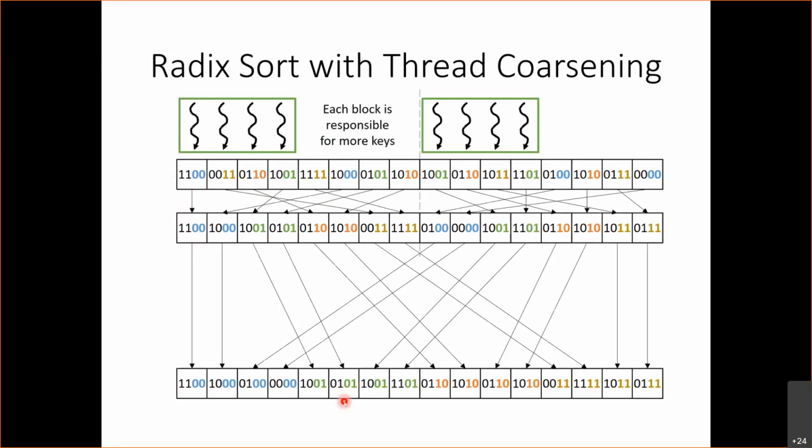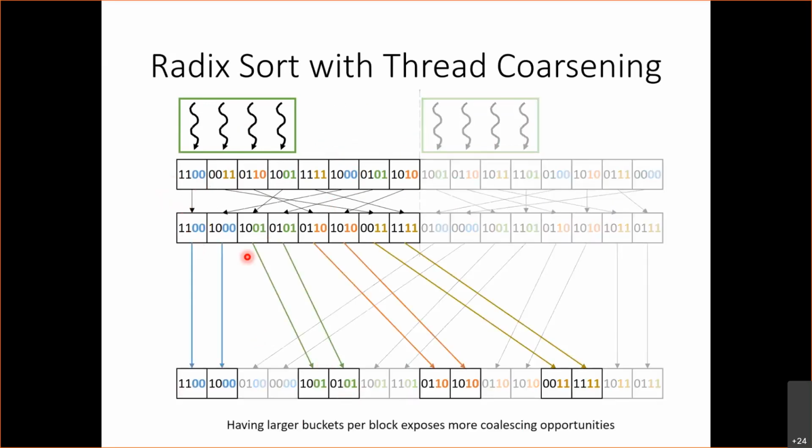And now what you can see this time is that we have better coalescing because our buckets are larger. So when we write out the buckets from shared memory to global memory, our accesses are more coalesced. Here we can have the thread block first write out these two buckets and then write out these two buckets, but each time the accesses will have better coalescing.